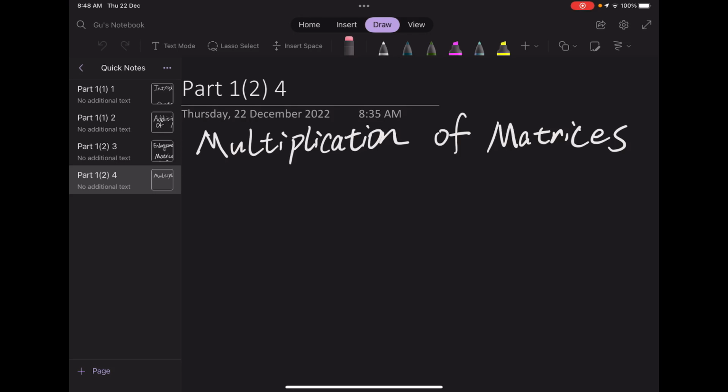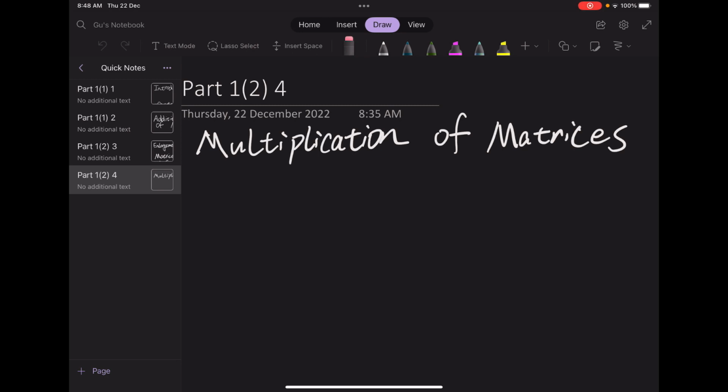Hello everyone, in this lesson I'm going to talk about the multiplication between two matrices. It's going to be a bit complicated. First, the two matrices have to follow the rule that the number of columns in the first matrix has to be the same as the number of rows in the second matrix.